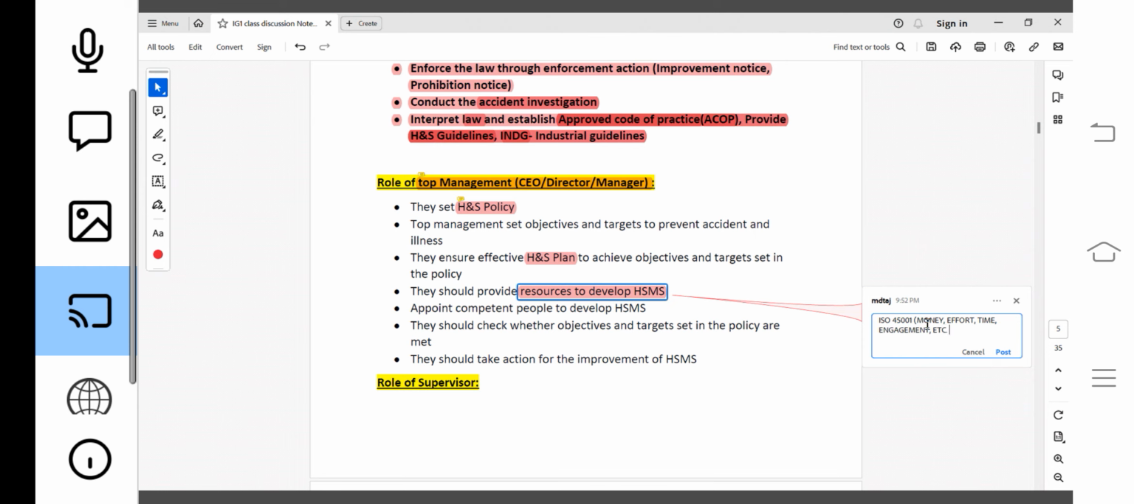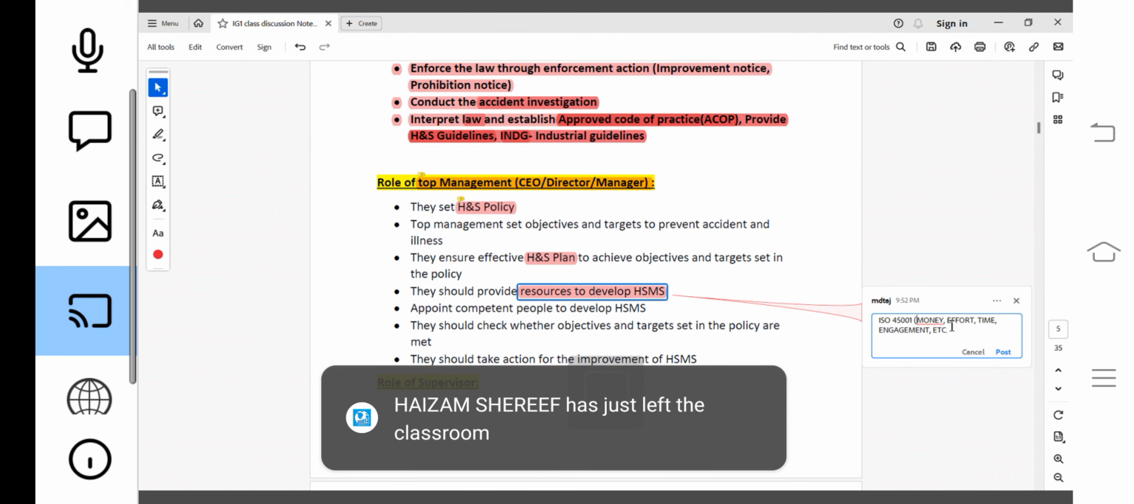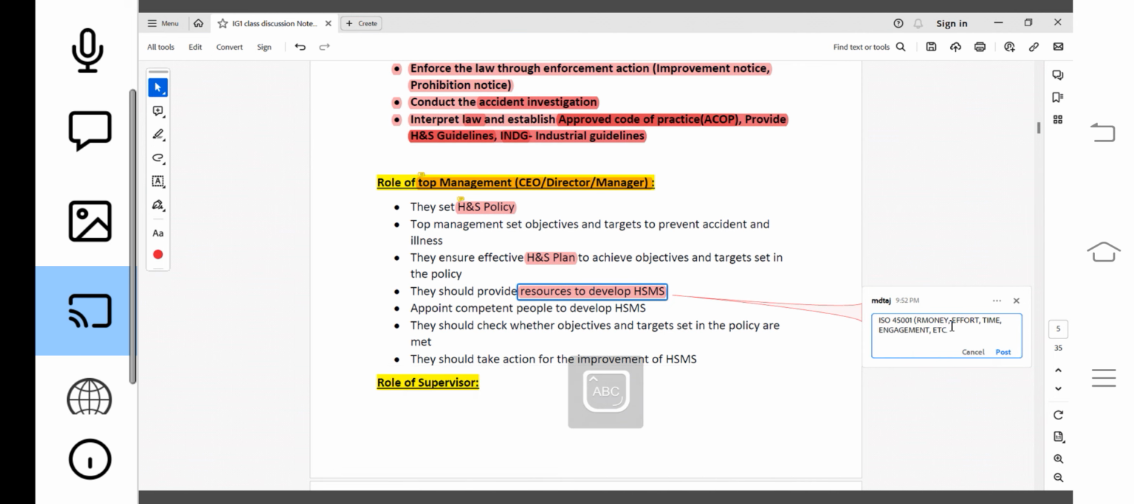Engagement will be required. So ETC meaning resource. When you say resource, it doesn't mean only the money. Resource could be money, effort, time, their engagement, force, competent workers to provide to ensure the health and safety management system is running, being practiced.